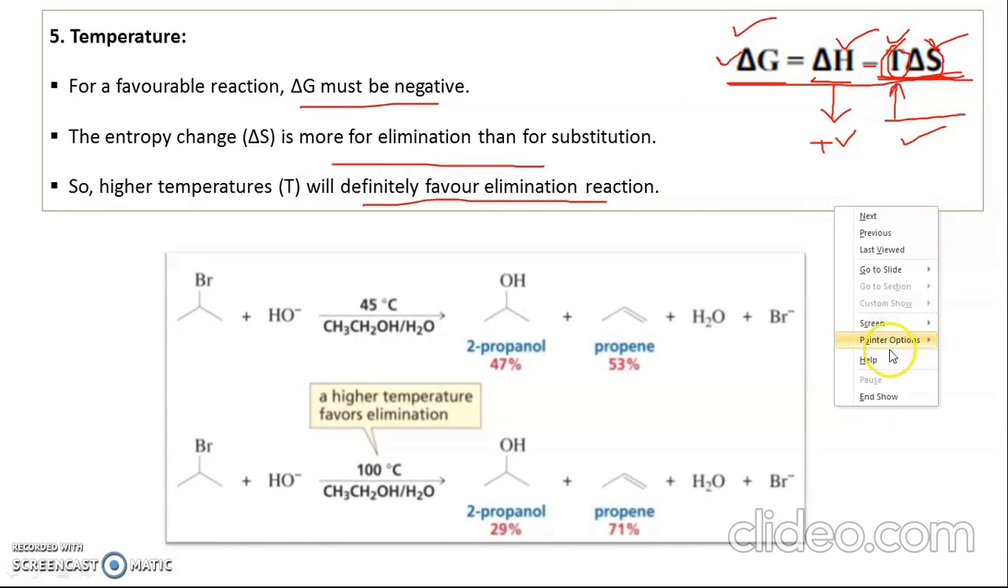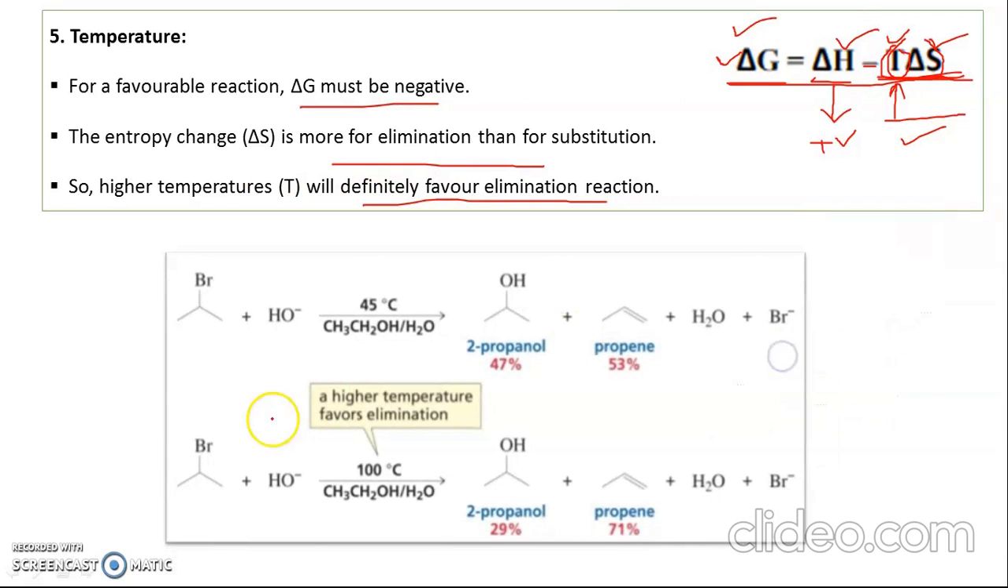So look at this example. Here again we have taken the same substrate combination, but the only difference is in the temperature. In the first case it is 45 degrees centigrade, in the second case it is 100 degrees centigrade. In the first case we are getting elimination product 53% and substitution 40%. So it is almost the same. And in the second case we are getting elimination 71% but substitution 29%. So now elimination is higher than substitution because we have increased the temperature.